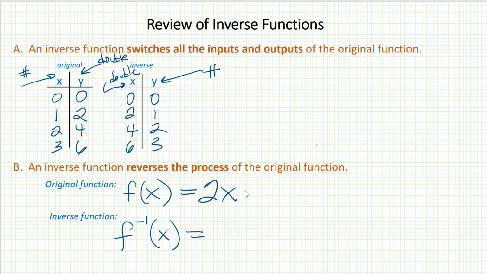How would you go backwards? You would cut it in half. Half of 2 is 1, half of 4 is 2, etc. The inverse function would simply be f inverse x equals 1/2 x. The original function doubles, the inverse function cuts in half.